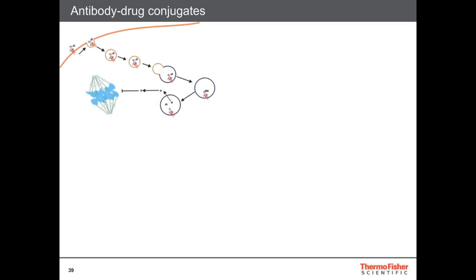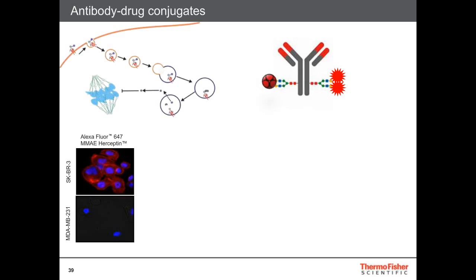We can then modulate this click labeling approach and actually add on the toxin as well as a reporter. So here we label the antibody not only with a reporter, Alexa 647, but also with a toxin. In this case, it's MMAE, a microtubule inhibitor. This depolymerizes microtubules, triggers mitotic arrest, which then subsequently causes the induction of apoptosis.